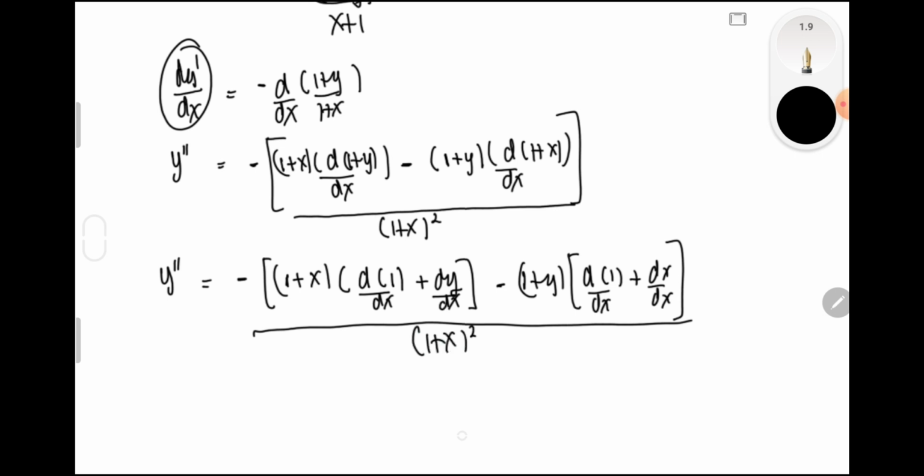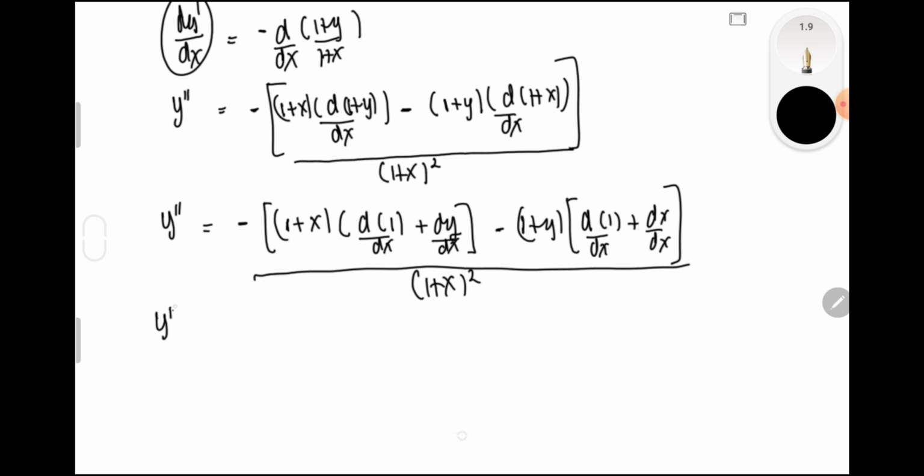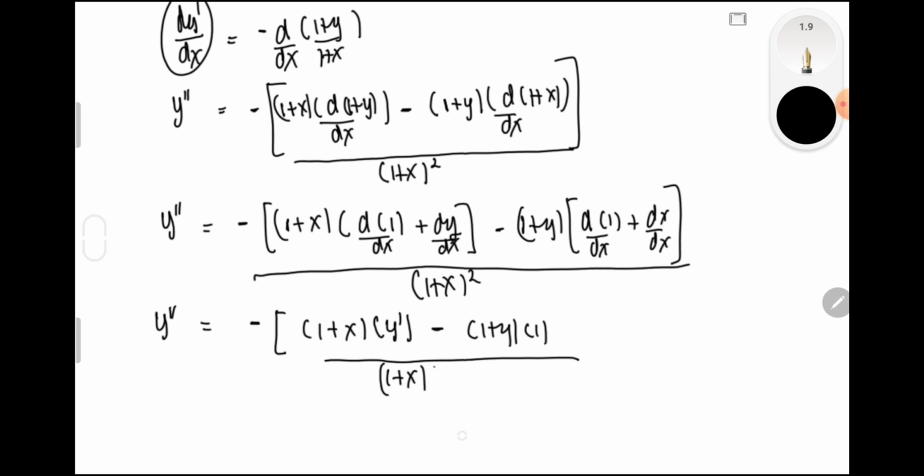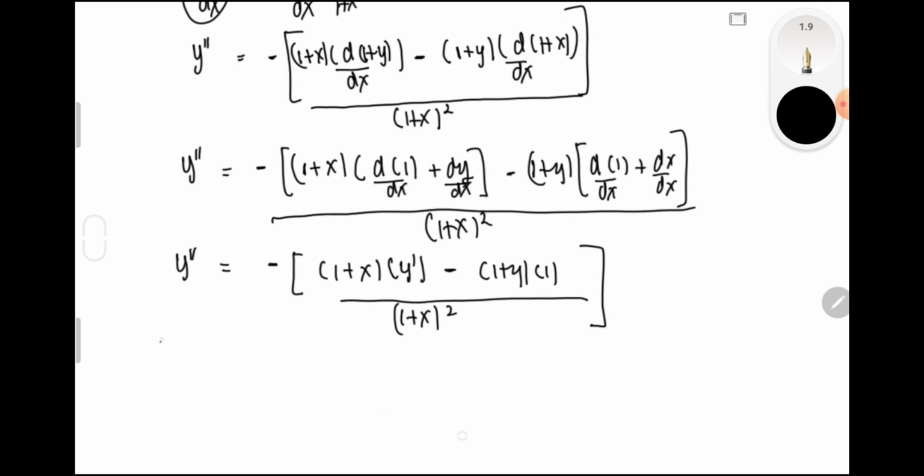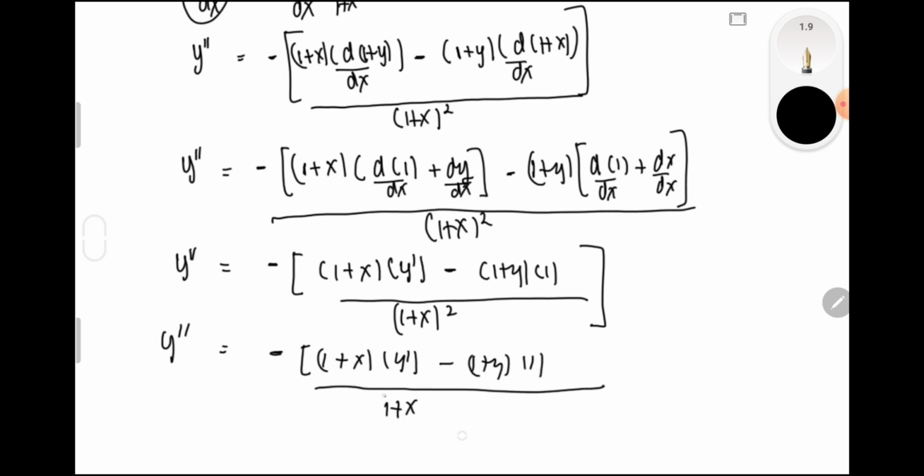1 plus x squared. Okay, so therefore we will have a value equal to our y double prime equals negative multiplied by negative 1 plus x multiplied by the derivative of y, which is y prime, minus 1 plus y multiplied by the derivative of x, which is equal to 1, divided by our 1 plus x squared. Okay, so as you can see, this will be our answer for y double prime, which is equal to negative 1 plus x multiplied by y prime minus 1 plus y multiplied by 1 divided by 1 plus x squared.